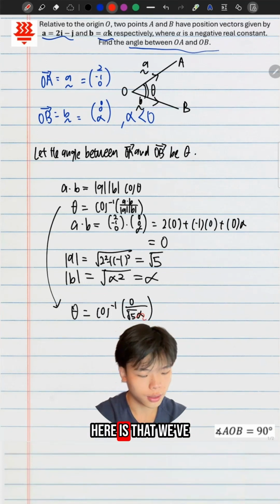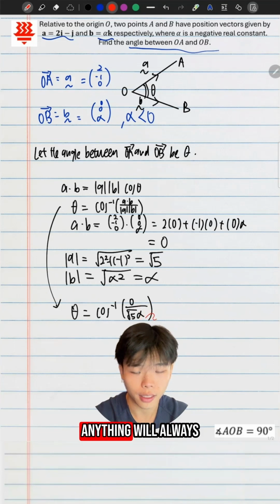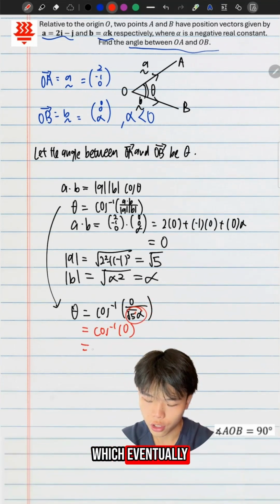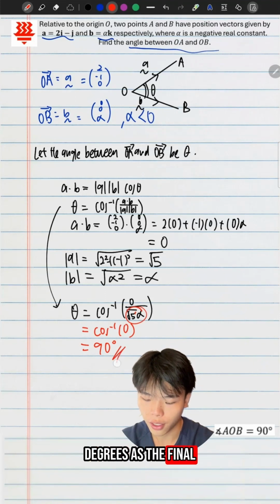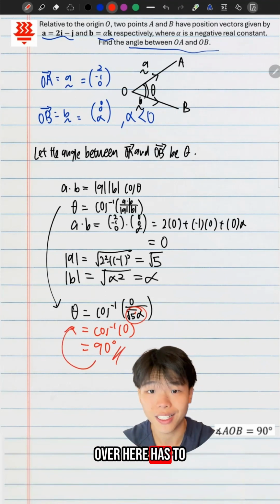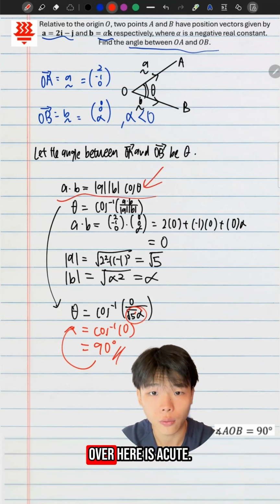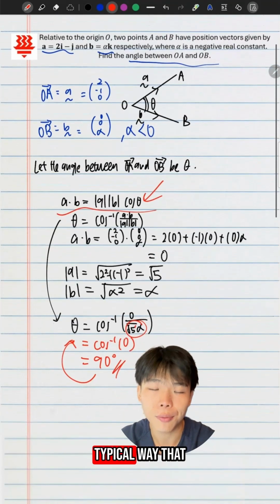But the thing over here is that we have to realize that 0 divided by anything will always be 0, right? So it doesn't matter what is over here. This will just be 0, which eventually gives us 90 degrees as the final answer, because we know that theta over here has to be acute. Whenever we use this equation, we are assuming that theta is acute. But this is the typical way that people solve.